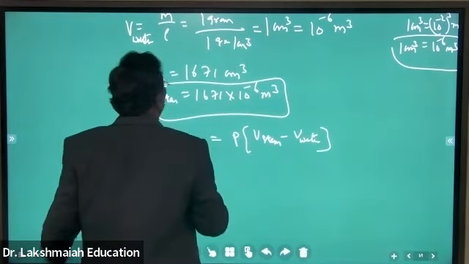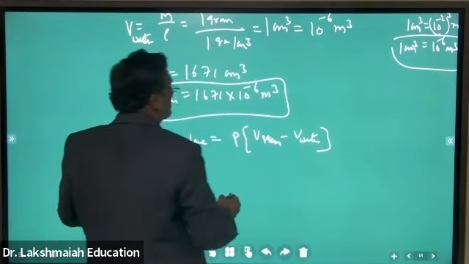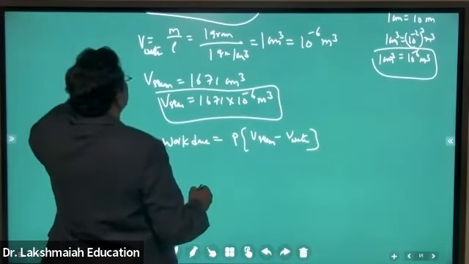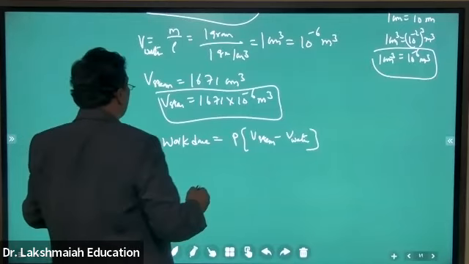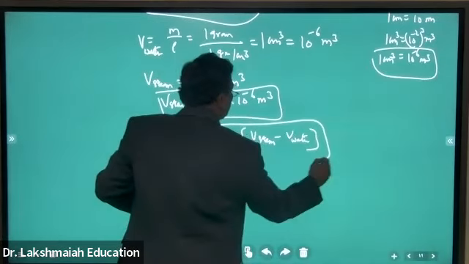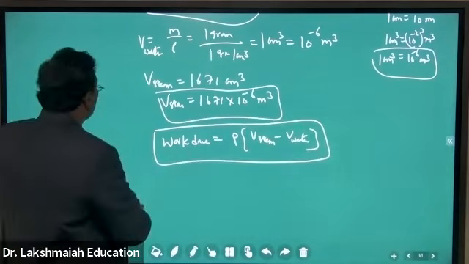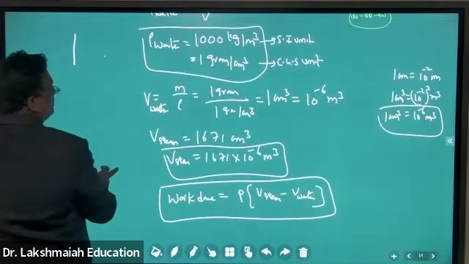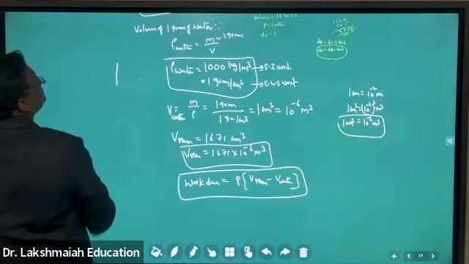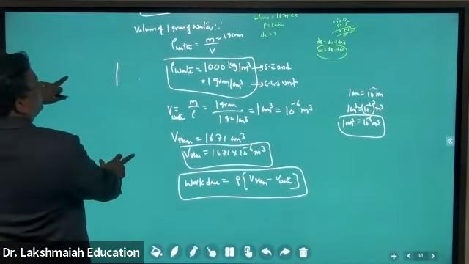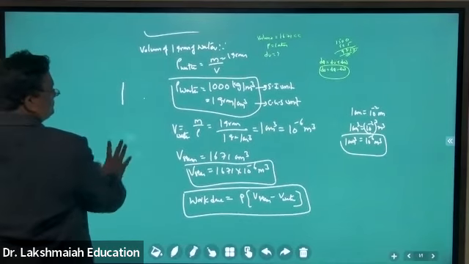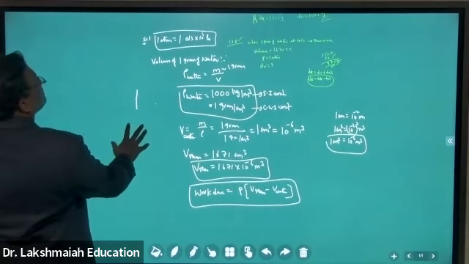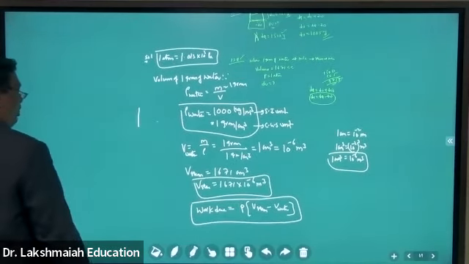At normal temperature they have given P means 1 atmosphere. 1 atmosphere is equal to, already written, 1.013 into 10 power 5 Pascal. With that you can find the work done first. Please do this work done first.